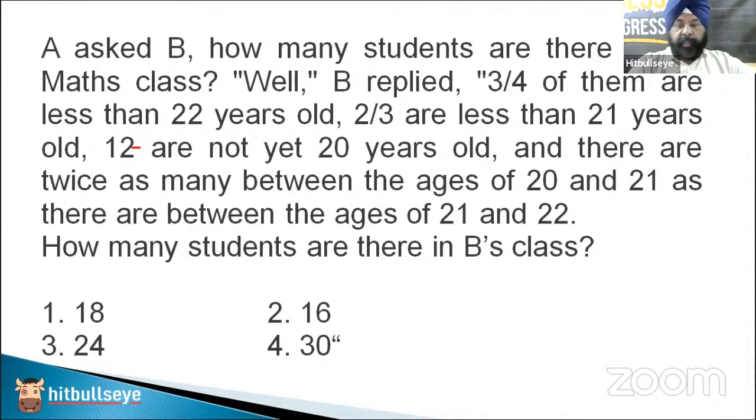Yes, guys. He asked B how many students are there in his maths class? Well, B replied 3 by 4 of them are less than 22 years old, 2 by 3 are less than 21 years old, 12 are not yet 20 years old, and there are twice as many between the ages of 20 and 21 as there are between the ages of 21 and 22. How many students are there in this class? Yes. Anyone?